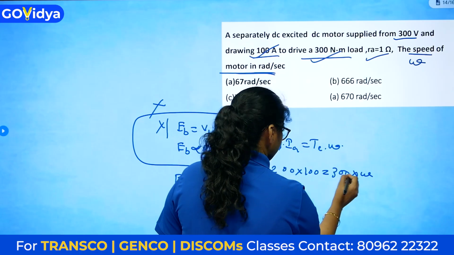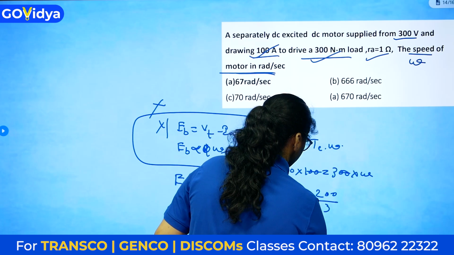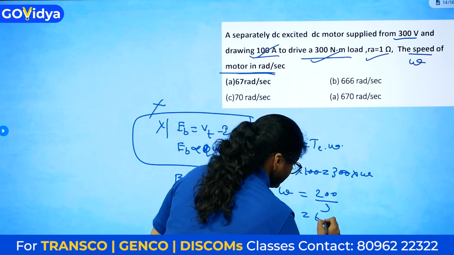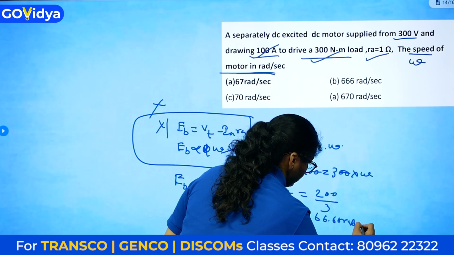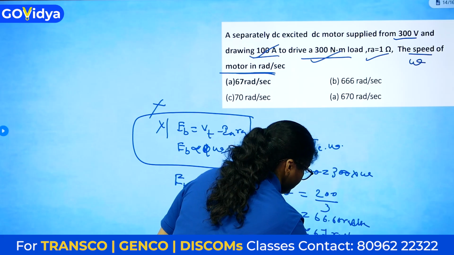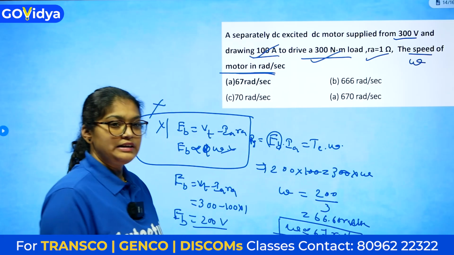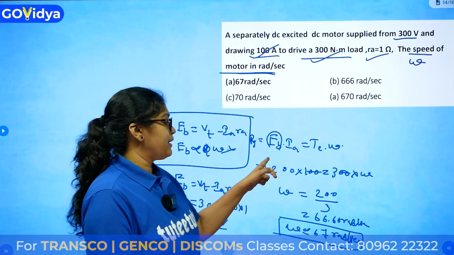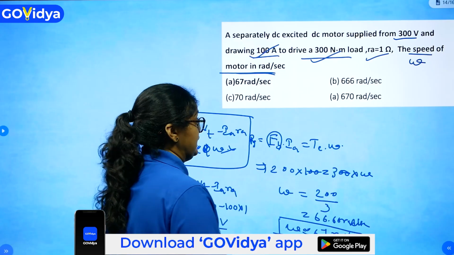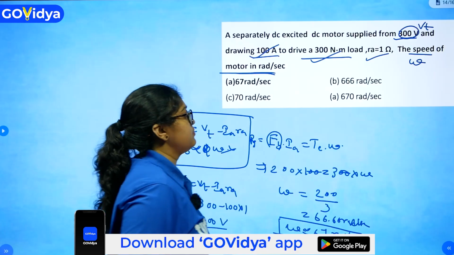If you substitute, you will get 200 by 3. Yes or not? 200 by 3, which is nothing but we'll get around 66.66 radians per second. Approximately I will take as 67 radians per second, the value of omega. Clear? So by using the performance basic equation, I have found the value of the omega. In the question they have given the terminal voltage Vt. Clear? Next question.